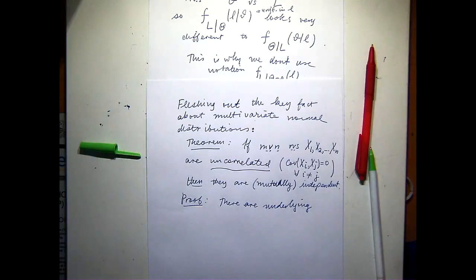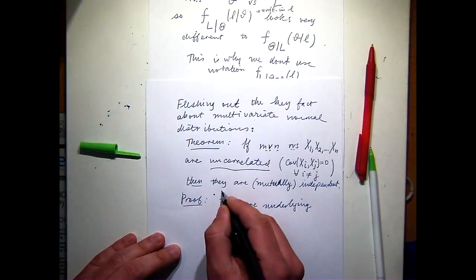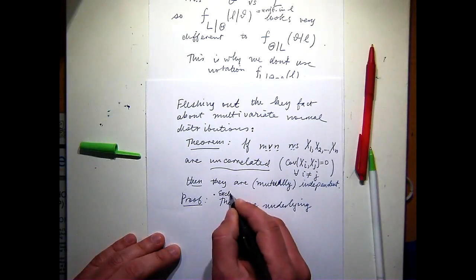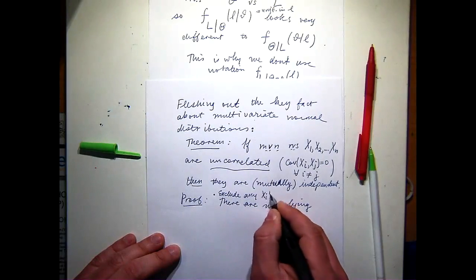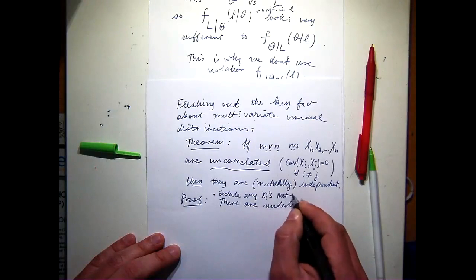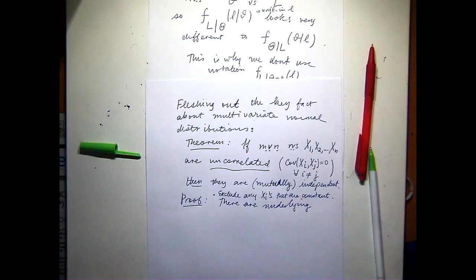Okay. Now there's going to be a couple of simplifications that I do. First of all, exclude any xi's that are constant. Constant is another word for deterministic. In other words, a random variable that has zero variance. Now, I'm allowed to do that because constants are independent of everything. So those are going to give us no trouble at all.